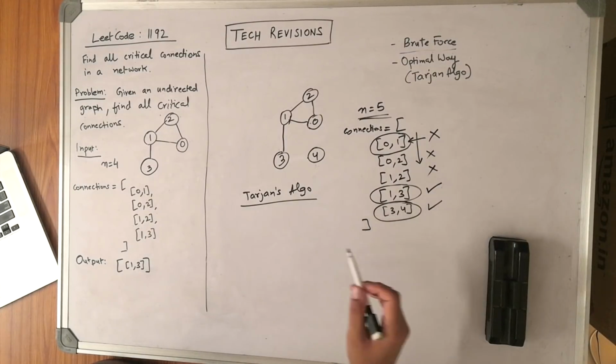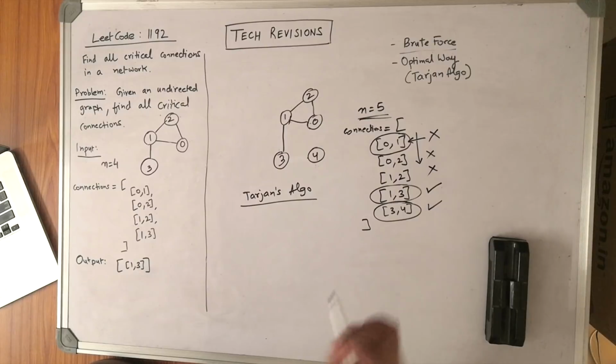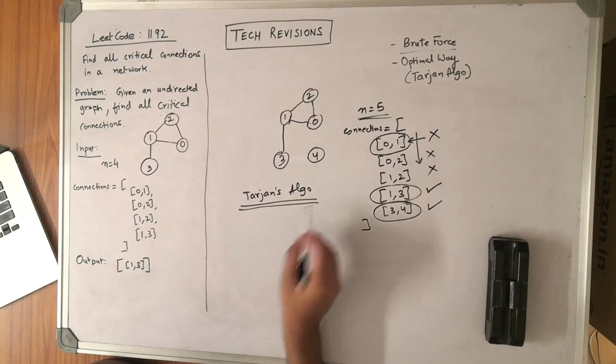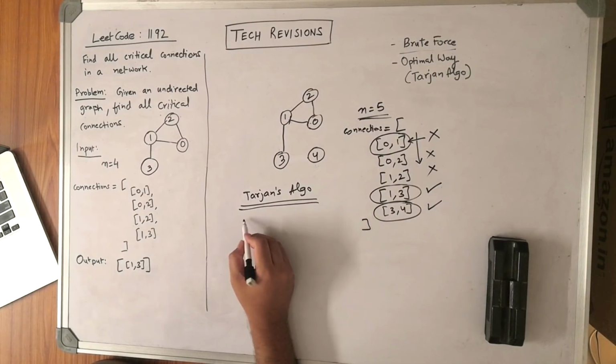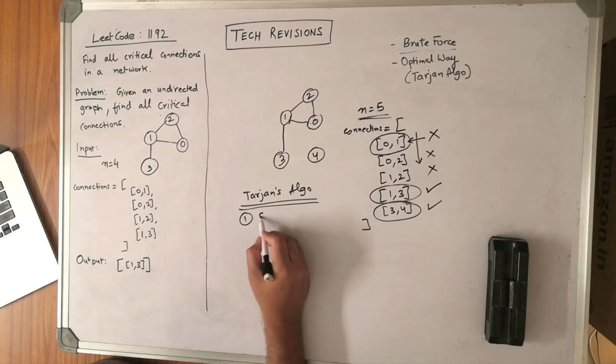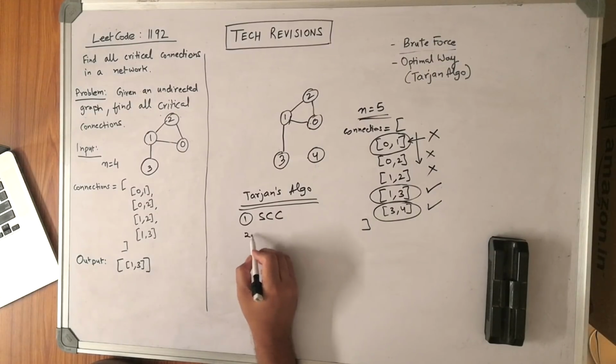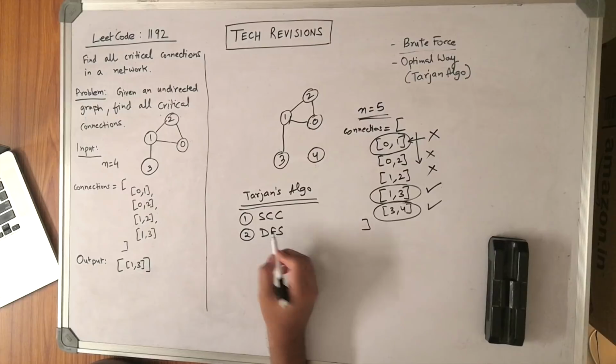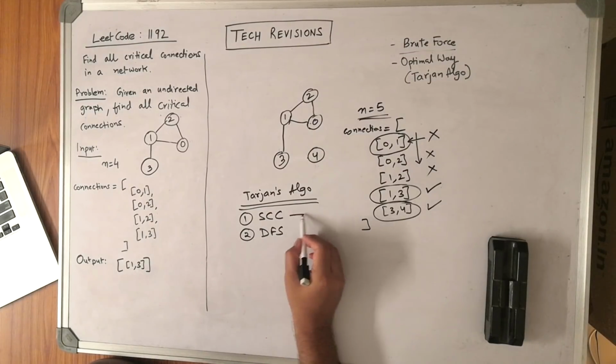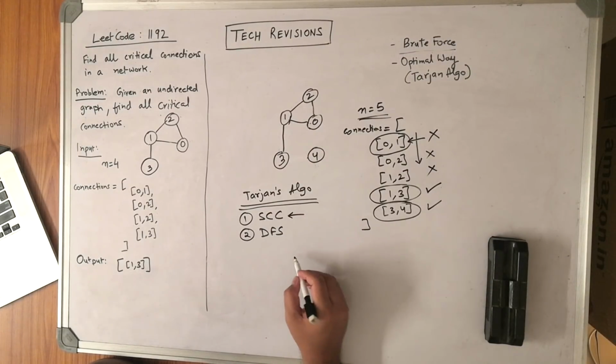Before I jump into Tarjan's algorithm, let me explain a couple of terms. The first term is strongly connected component, and the second term is DFS. DFS we already talked about. It's a depth first search. What is a strongly connected component?